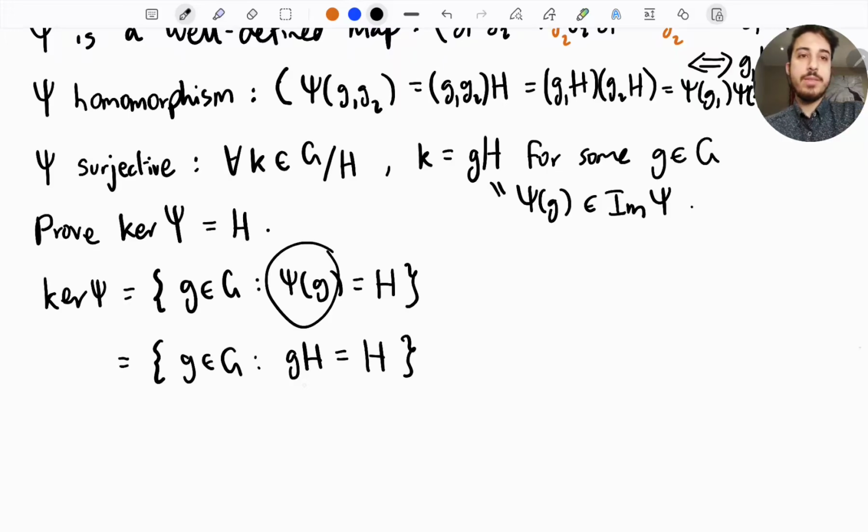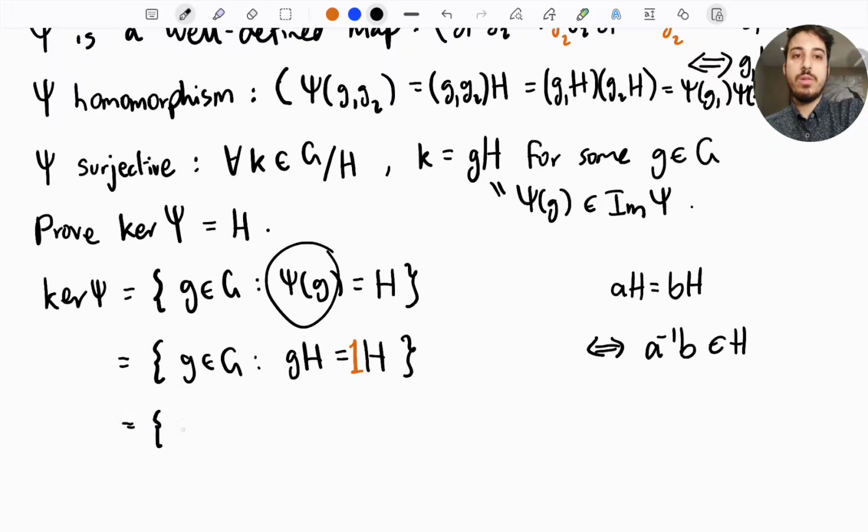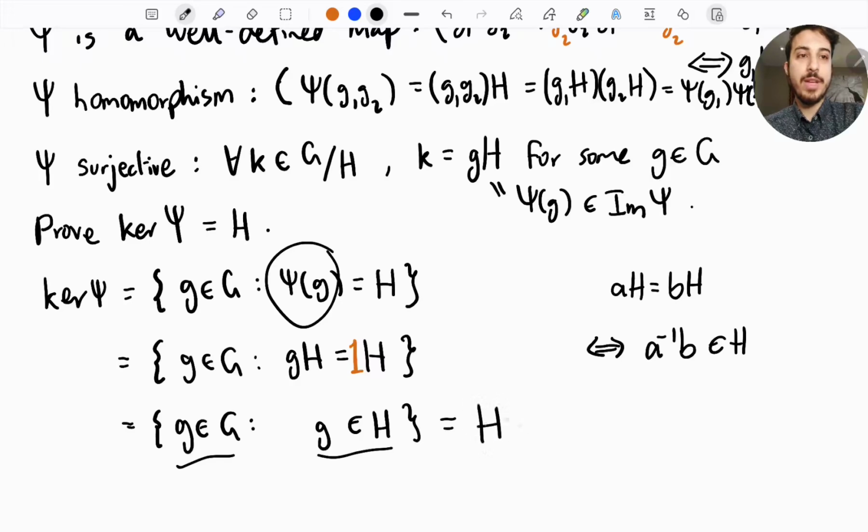Okay, so what does this mean? What does GH equaling H mean? Well, if we think about it like this, 1H, we know that this equality essentially means, so if we have AH is equal to BH, this essentially means that A inverse B is an element in H. That's exactly what I'm going to do here with B being G and A being 1. So this is equal to the set of all G such that 1 inverse times G is an element in H. But 1 inverse is just 1, and 1 times G is just G. So it's all the elements in G that are in H, which means that it is equal to H. So we just proved that the kernel of psi is H.